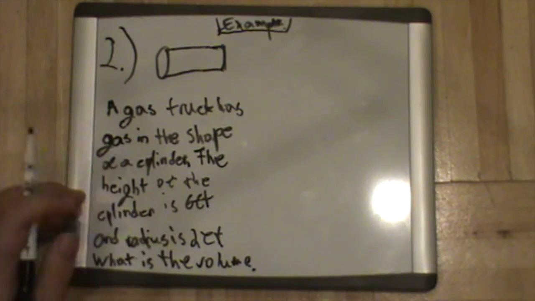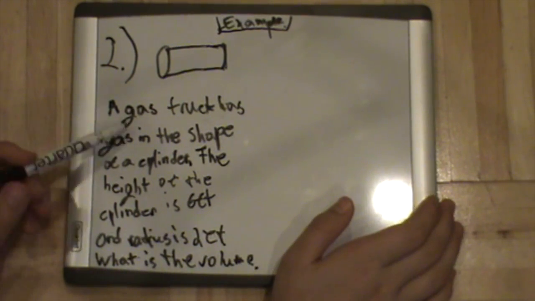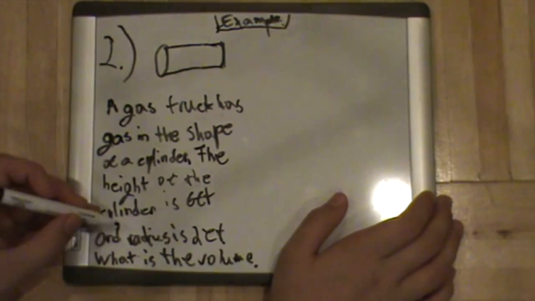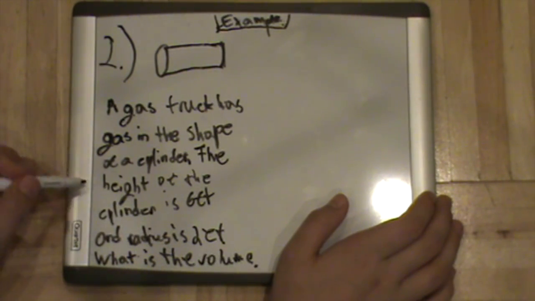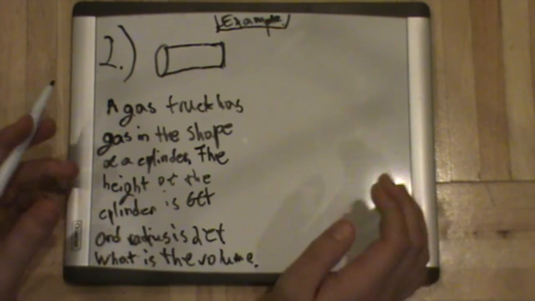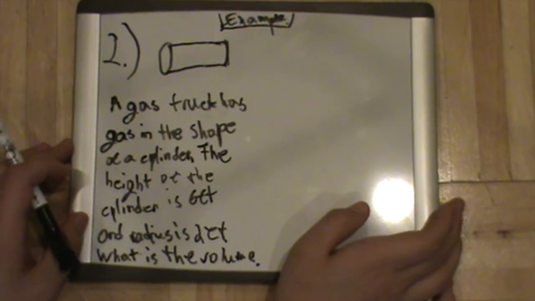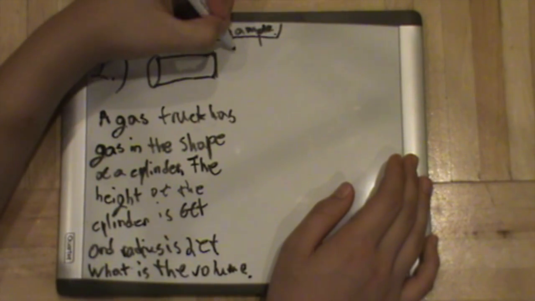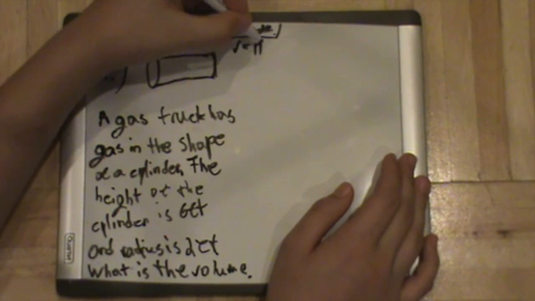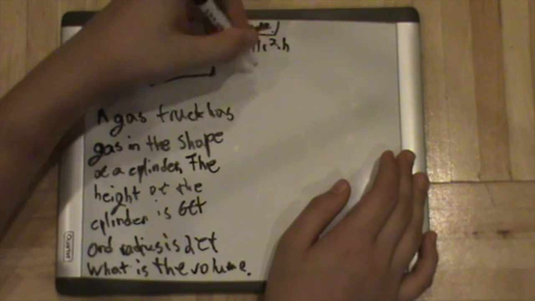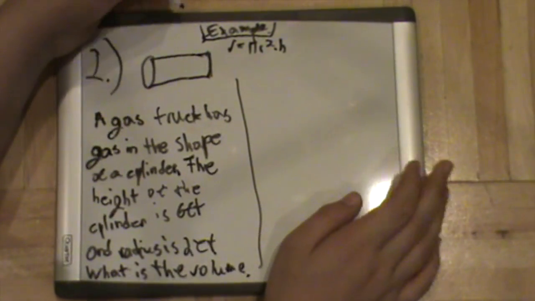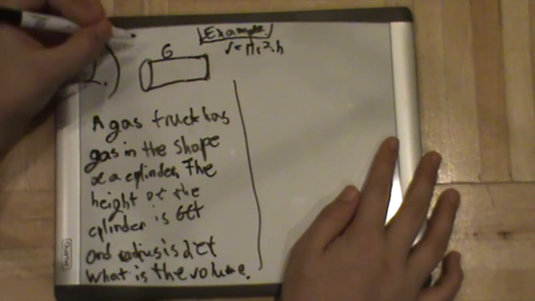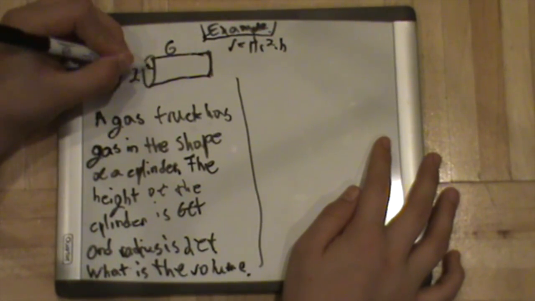So here's another example. So let's say a gas truck has gas in the shape of a cylinder. The height of the cylinder is 6 feet and the radius is 2 feet. What is the volume of the gas? Well, that's easy. First we write our formula, V equals pi r squared times height. So the height is 6 feet and the radius is 2.